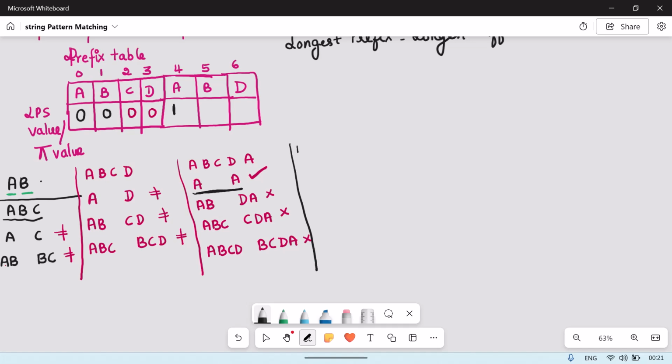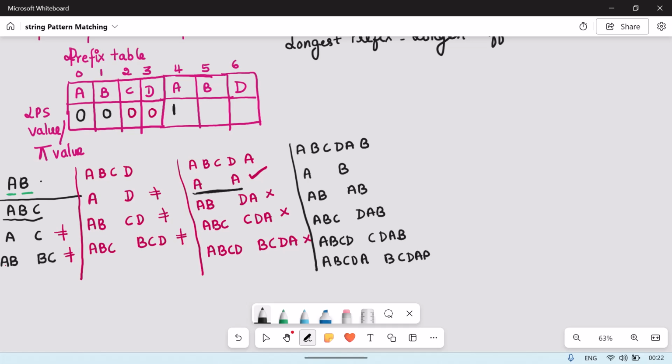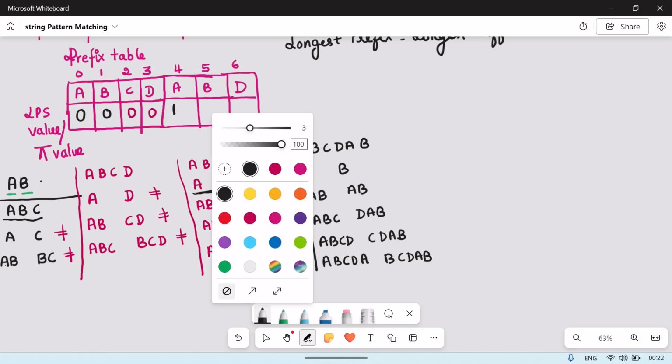Likewise, we'll take up A, B, C, D, A, B. Now what you have to do is check the same thing. A and B, then A, B and A, B, then A, B, C and D, A, B, then A, B, C, D and C, D, A, B. One character from the left, one character from the right, then increase like that. Okay, so then it is A, B, C, D, A and B, C, D, A, B. Now check where the values are equal and where they are not equal.